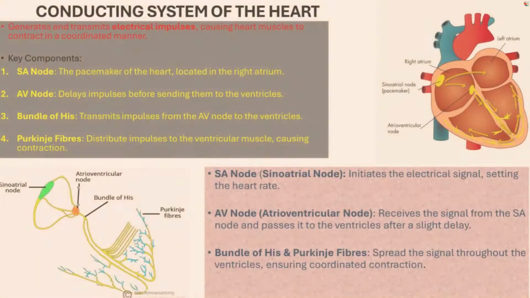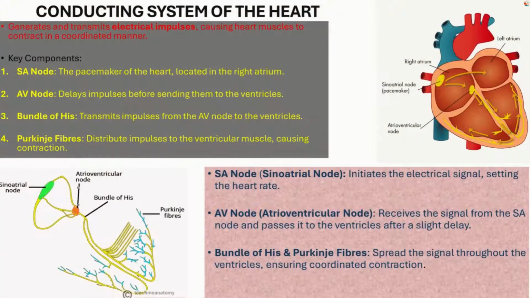Conducting system of the heart. The conducting system of the heart includes the components that generate and transmit the electrical impulse that causes the heart muscle to contract in a coordinated manner. Means the components of the heart that generate the electrical impulse and then transmit it throughout the heart, so that the heart can contract.